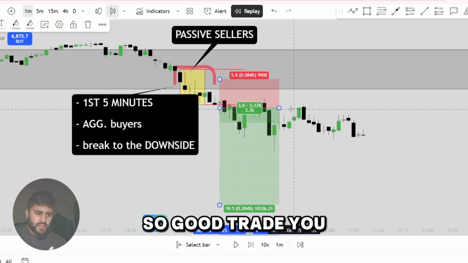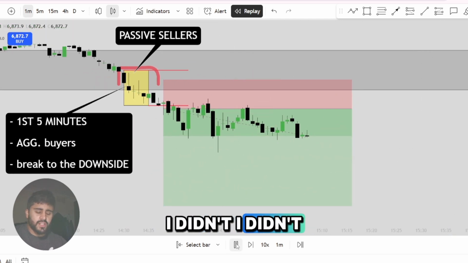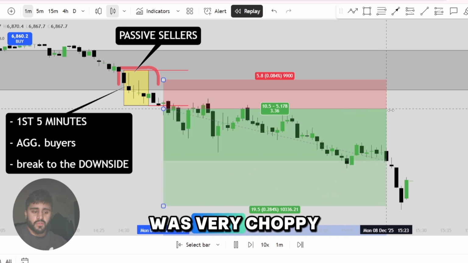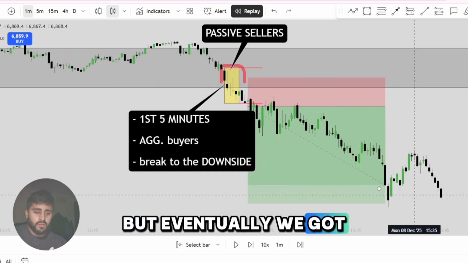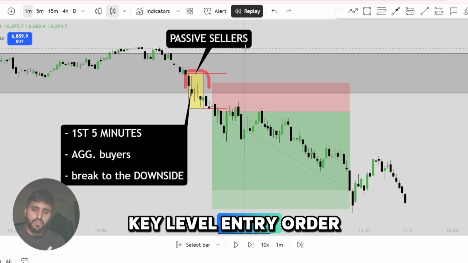So good trade, you know, I wasn't a fan of the price action. I didn't enjoy holding this trade. I thought holding it was very choppy, but eventually we got a pretty nice sell-off for a Monday, right? So again, just to sum that up: key level, entry, order flow.